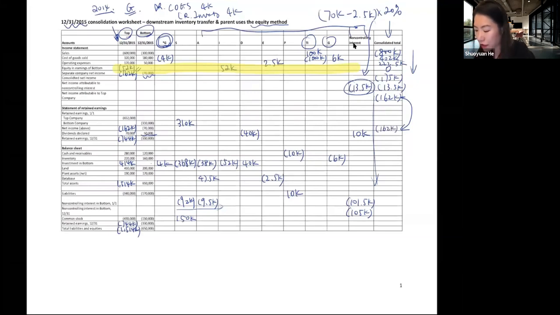On your statement of retained earning, the beginning retained earning is 652,000. Net income is 162,000. And then your dividend is 70,000.